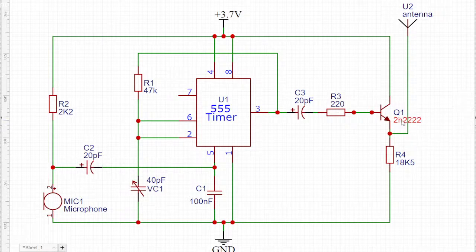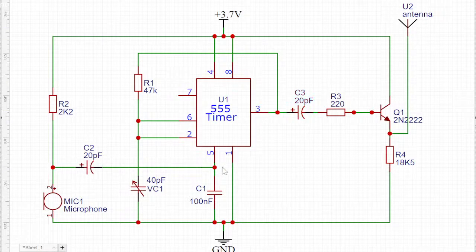As you've seen, we've used different NPN transistors in our projects and they all work great. So that's your AM transmitter. Now it's a little bit more complex because we're adding an amplifier to improve the range. Someone was asking, what's the range? Try different amplifiers and see how far you can improve the range.